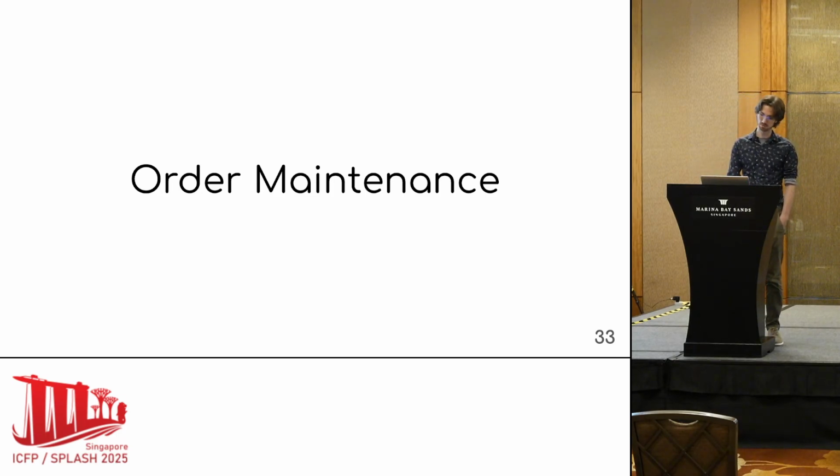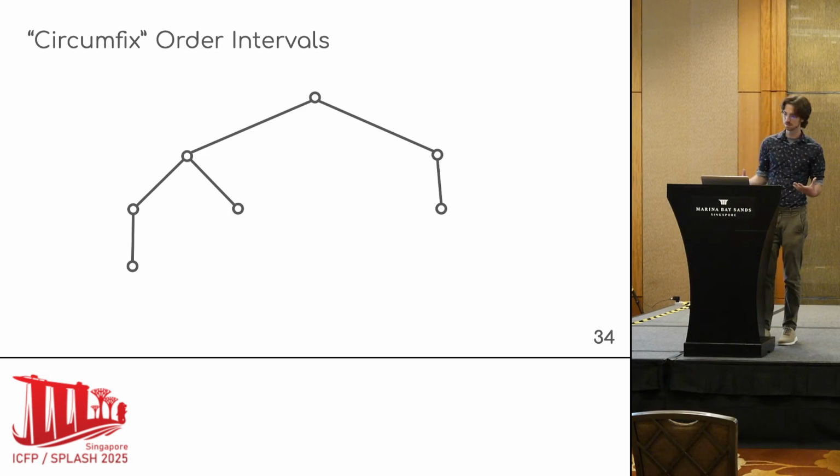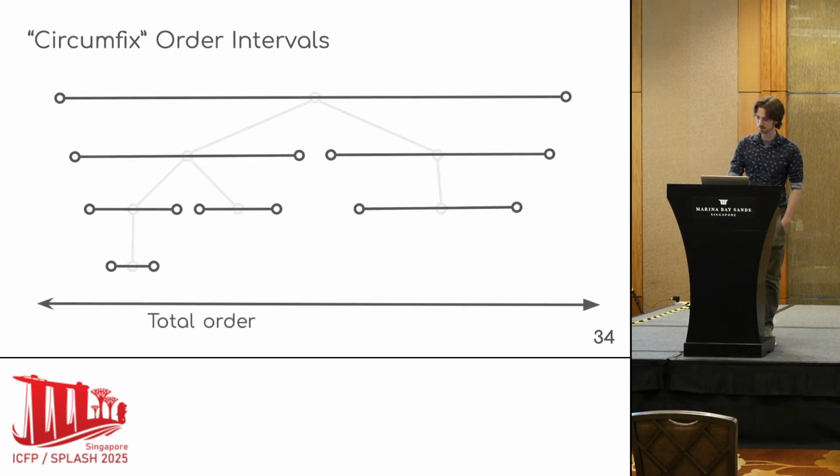So here's how this will help us. Well, the key idea in our data structure is to augment our tree with order intervals, like this, representing a kind of circumfix order. It's like pre and postfix at the same time. So for the interval for a parent, the left endpoint comes first, then the intervals for the children, and then the right endpoint of the parent. So ancestry, the parent interval contains the children intervals, and the sibling intervals are disjoint and ordered.